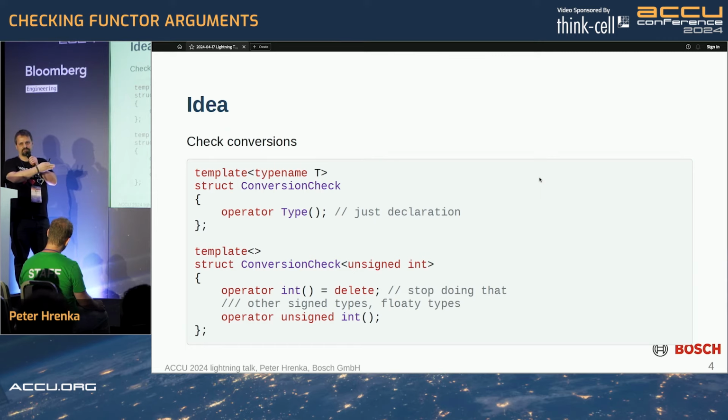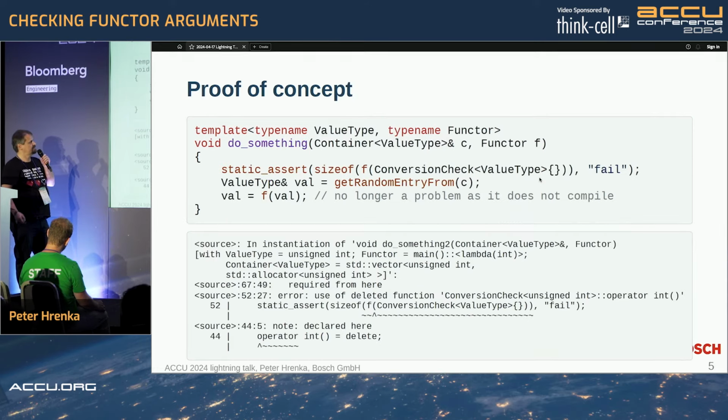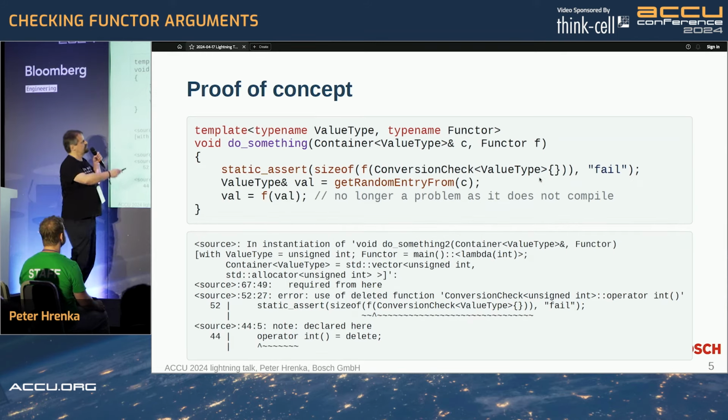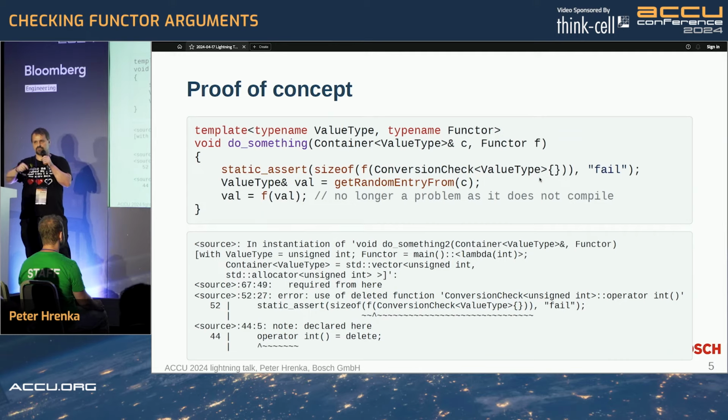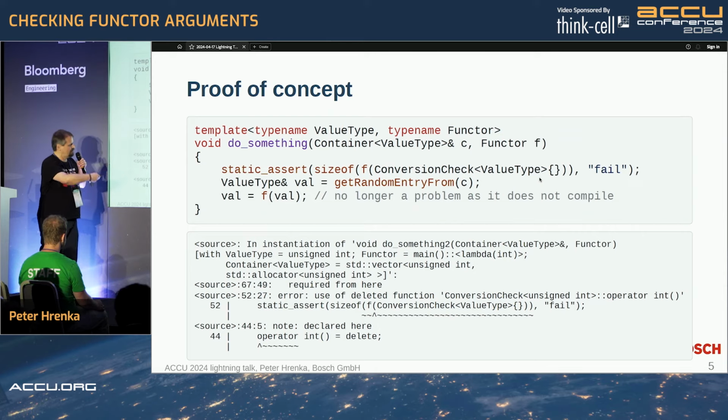But how do we use this helper structure? This is the place where we use it. Our new function just has this static assert, and we call the functor. We call our conversion check here with the type that we know we will put in. This type is in our control. We put this type into this templated conversion checker. If the operator is deleted, all the mechanics, how the function is chosen, how the implicit conversion happens, everything happens there. And it stumbles upon the deleted function and gives us this nice compilation error.